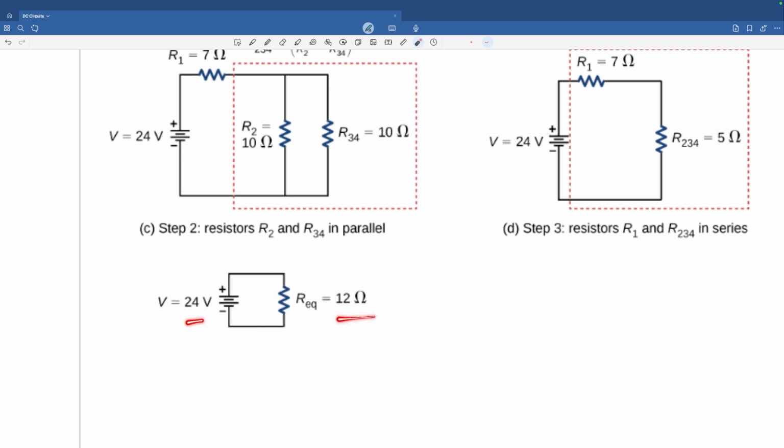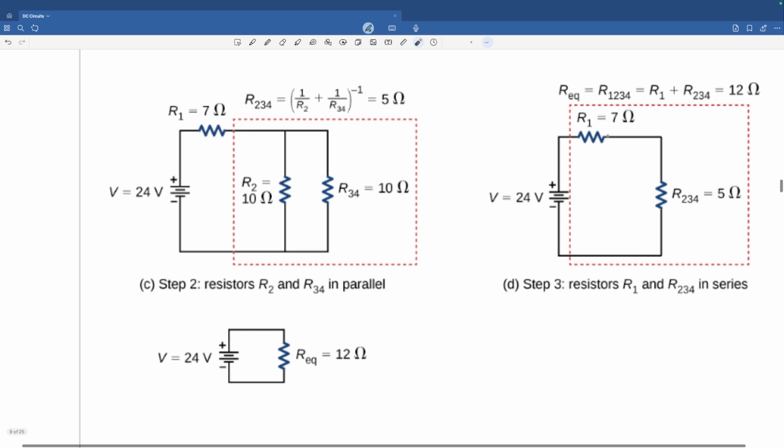24 divided by 12. Okay, so can we go back and can you tell me what the current would be that flows through the 7 ohm? Yeah, 2 ampere. It should be the same through both of these. And so on and so forth. So this is how we manually simplify complicated electrical circuits.